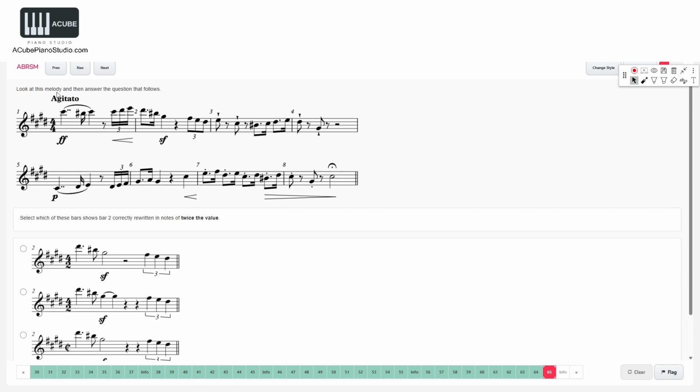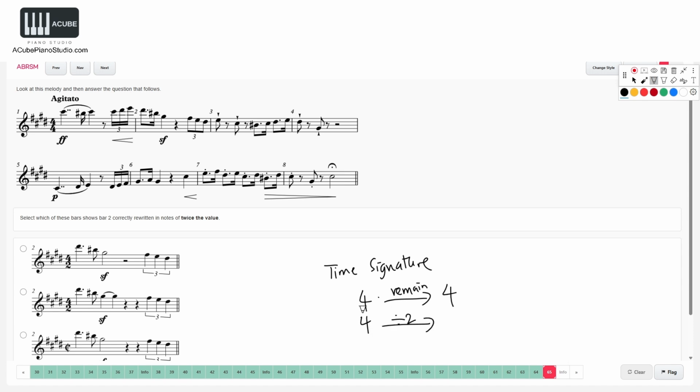Next. Look at the melody and then answer the questions below. Select which of the bars shows bar 2 correctly written in notes of twice the value. So if you want to write the notes with twice its value, the time signature. If it is 4/4, this one remains, so that the rhythm will remain roughly the same.